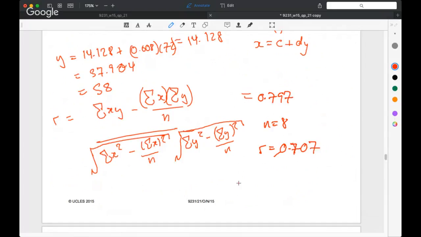Okay, and because R indicates how strongly correlated they are, your R value was 0.797, which is greater than 0.707. So yeah, there is 5% significance between the data. So non-zero correlation.